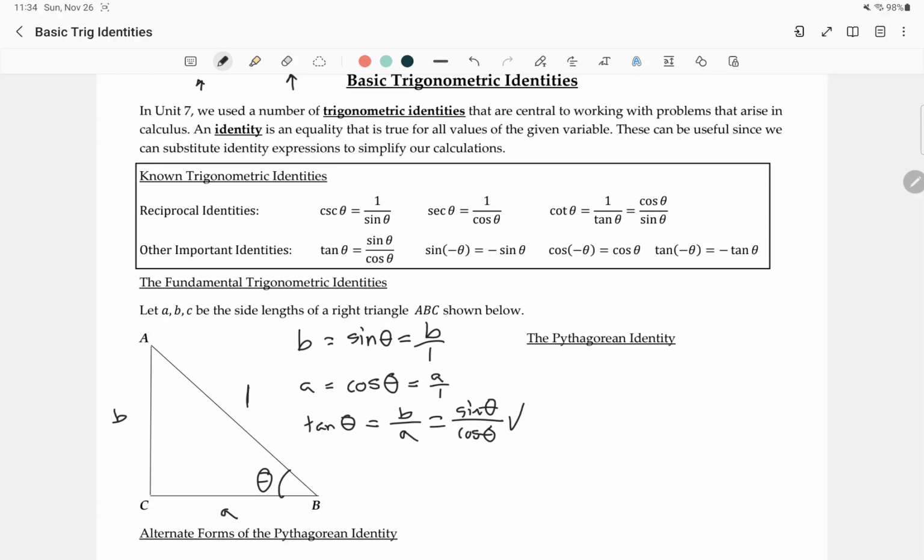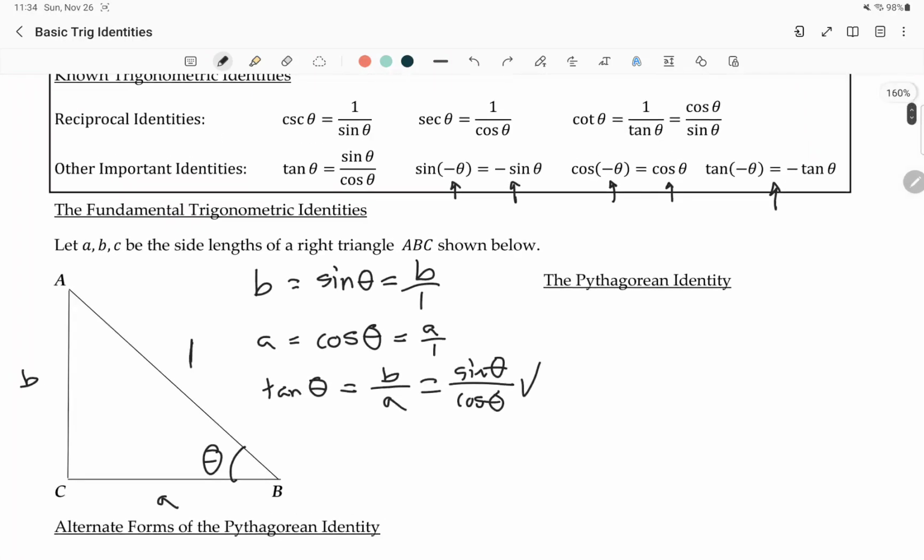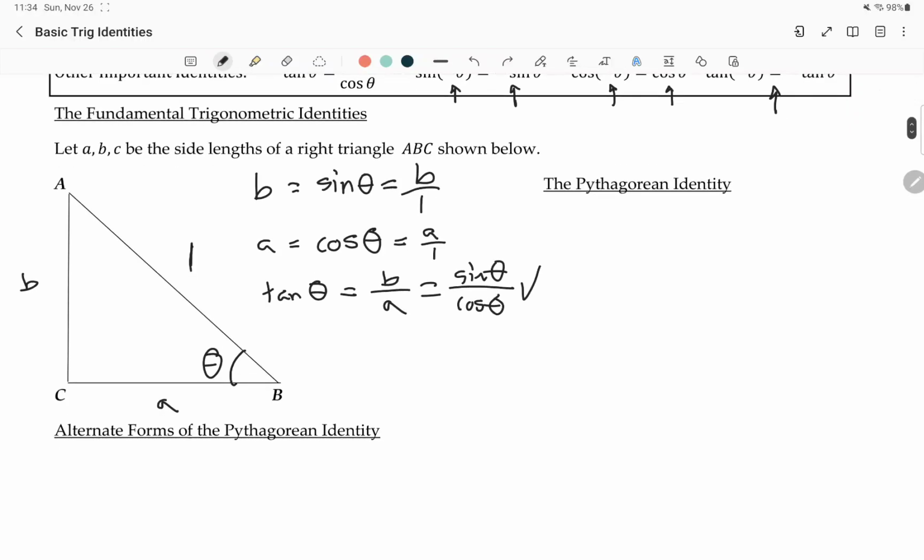And sine is an odd function, so if you input a negative, it will be the negative of the original function. And cosine is an even function, so if you input a negative, it will give the original function. As for tangent, it is also an odd function because it is based off the sine function. So that's just nice to remember, and it will be important to know for symmetry.